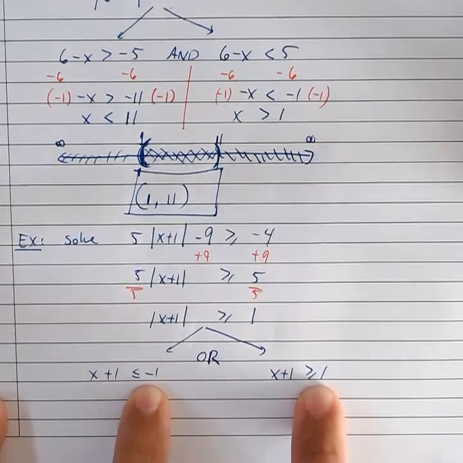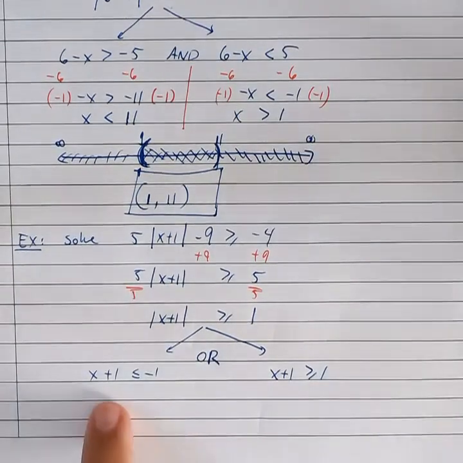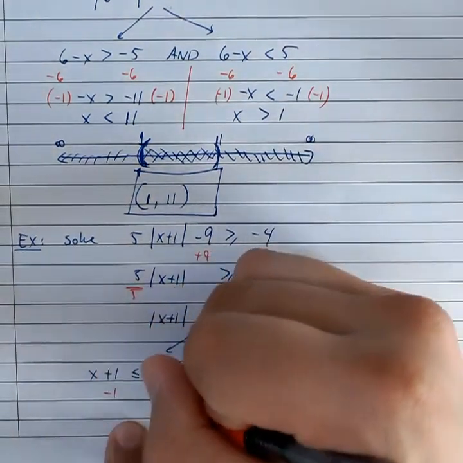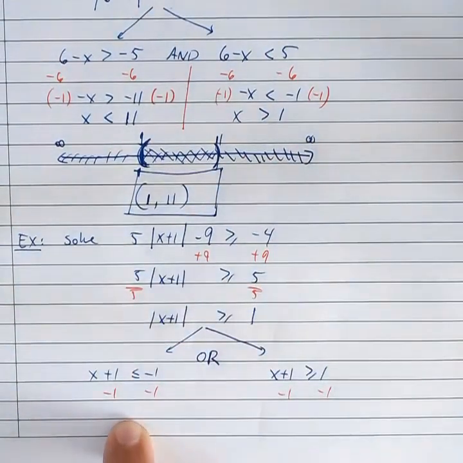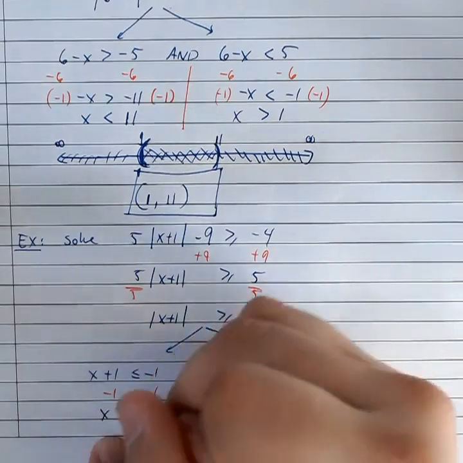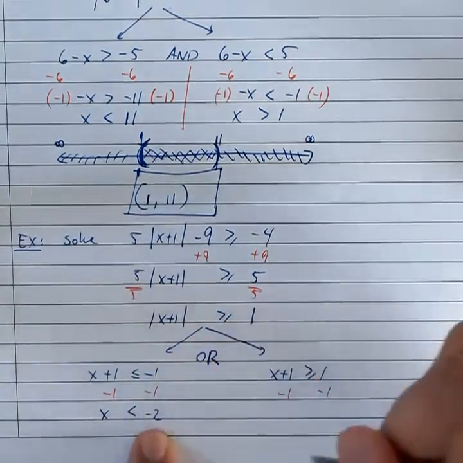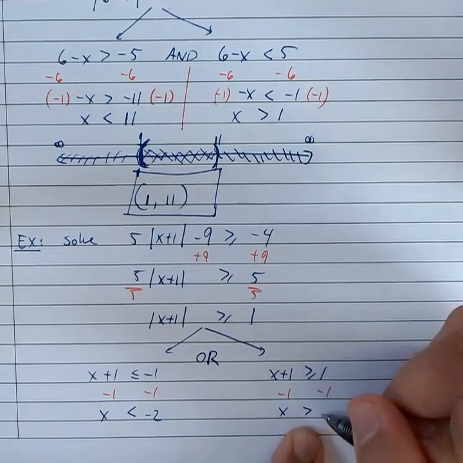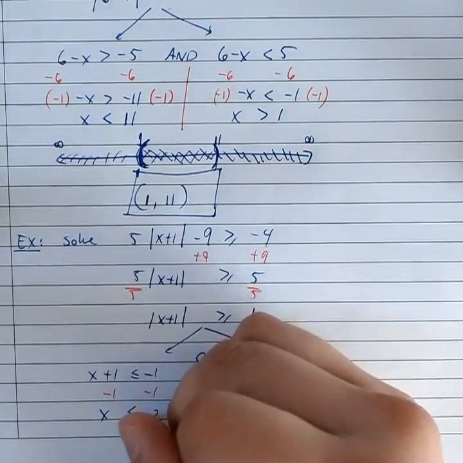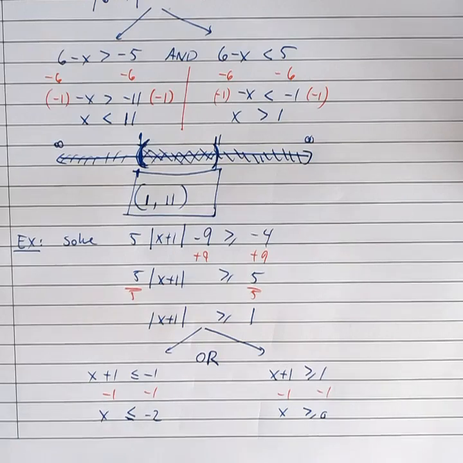Now we can solve each of these on their own. Both of these are very short. We just have one step. We're going to subtract 1 from both sides, and we're done. Here this will give me just x is less than negative 2. And here this will give me just x is greater than or equal to 0. That should be greater than or equal to, right? Less than or equal to.